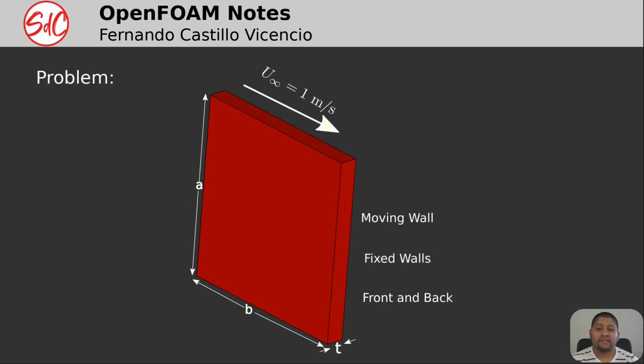The problem is the well-known cavity case found in OpenFOAM tutorials with a moving wall of 1 meter per second, with 3 fixed walls and 2 faces, front and back. The dimensions of this cavity domain are a, b, and t. a is the height, b is the length, and t is the thickness. These dimensions and this free stream flow velocity are variable and can be changed at any time.